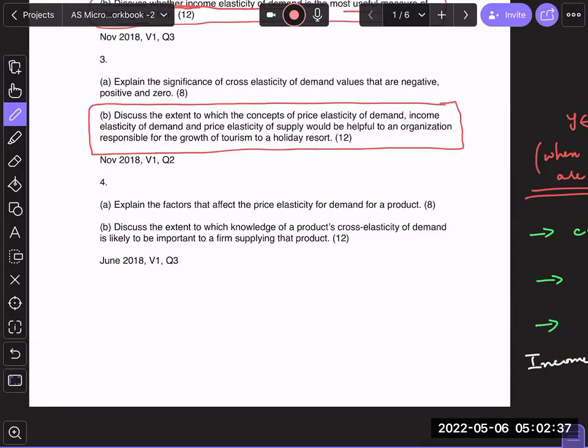They have given you a scenario. What is the scenario? That you have to look at the importance of PED, YED, and PES with respect to an organization responsible for the growth of tourism. Right, so basically what you have to do, keeping the holiday resort in view, is explain the relevance. So first you will explain what is PED.